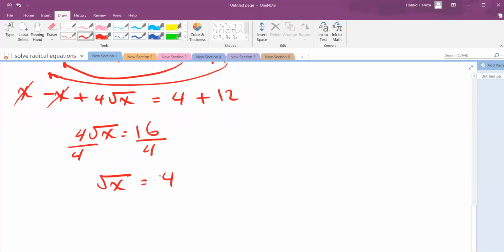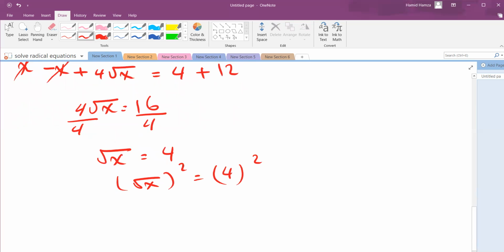Also, we still have the root, so we'll square both sides. So it will be root x power 2 equals 4 power 2. So the power and the root will cancel, it will be eliminated, so x equals 16. So the value of x is 16. I will not accept it directly.